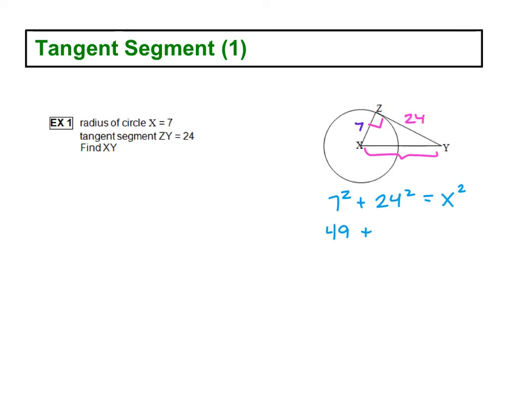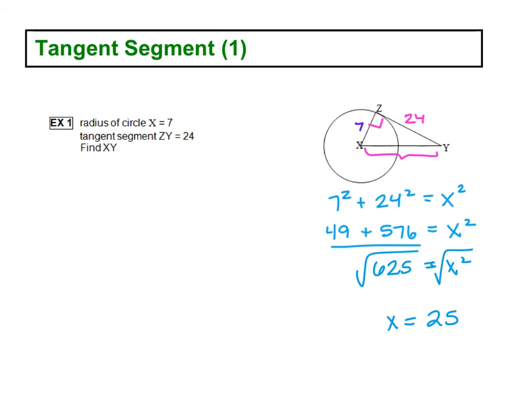plus 576 equals x squared. And then we go ahead and we add those together. And we get 625 is equal to x squared. Square root both sides, and x equals 25. And that actually is the segment XY. I was just using an x as a variable. So the segment XY equals 25.